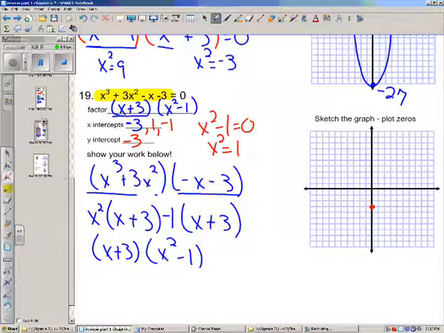Here's negative 3, here's 1, here's negative 1, and then of course I have negative 3 as well. And when I look at the shape, this is supposed to be a bumpy line. And it's going to be bumpier because I have 3 points on the x-axis.